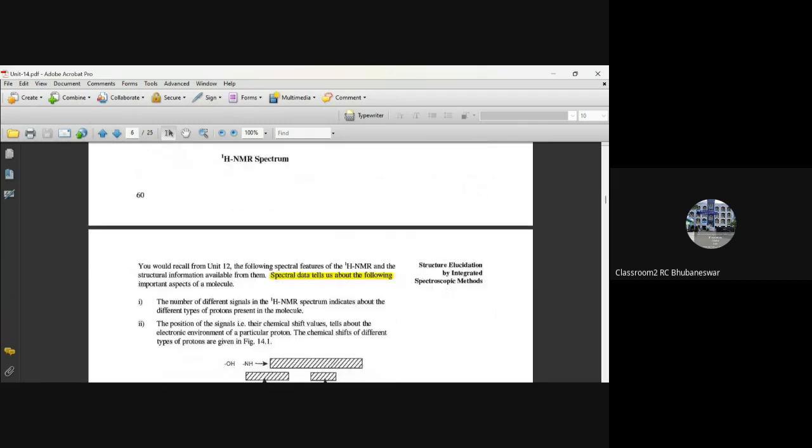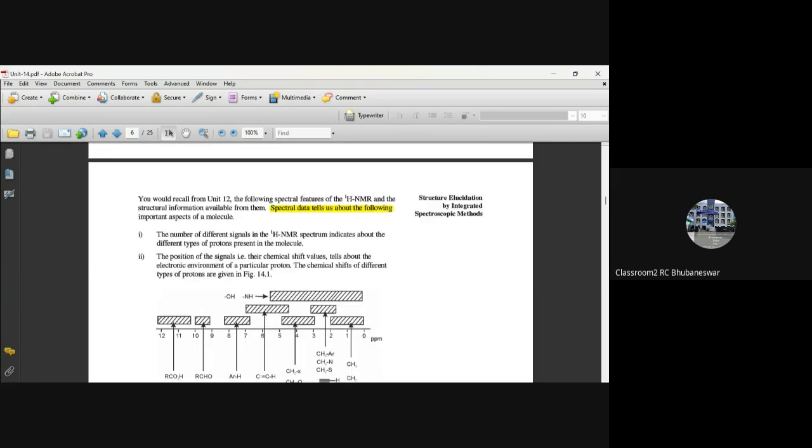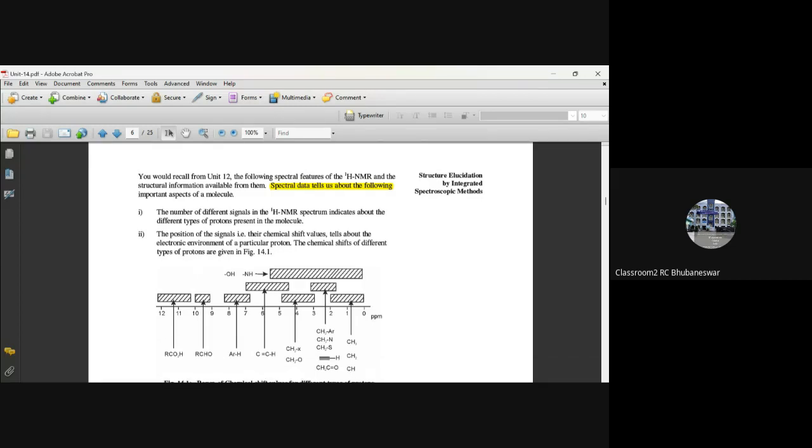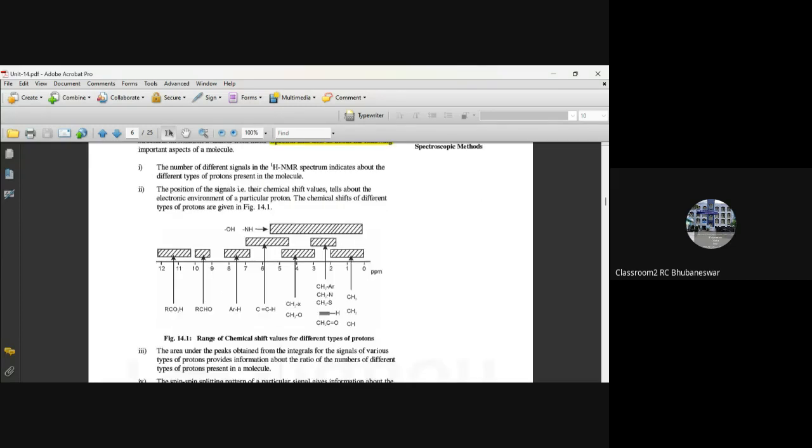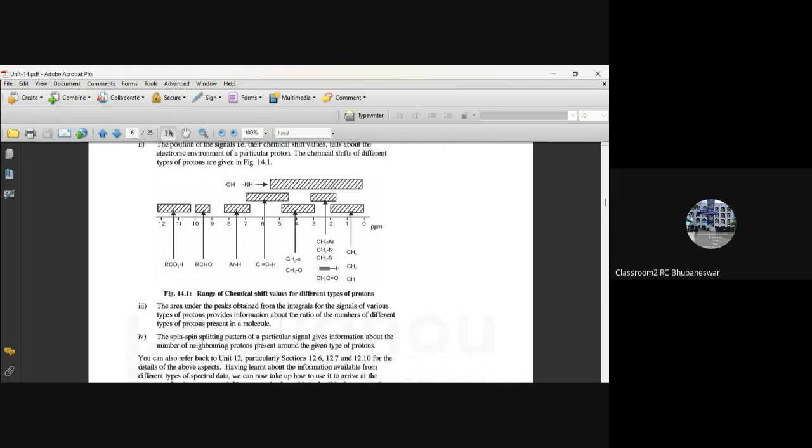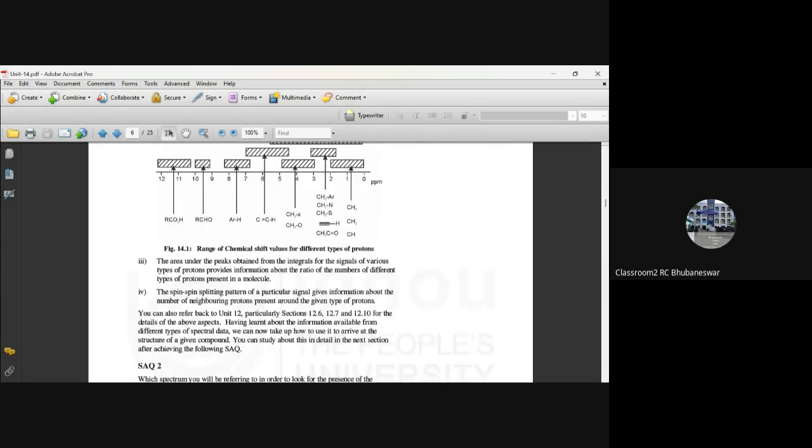Then proton NMR, this figure I was showing you. Similarly, you must keep in mind that if I have an aldehyde unit, where the chemical shift should be. Chemical shift information you should also remember a little bit. Then only you can proceed further for structural elucidation.